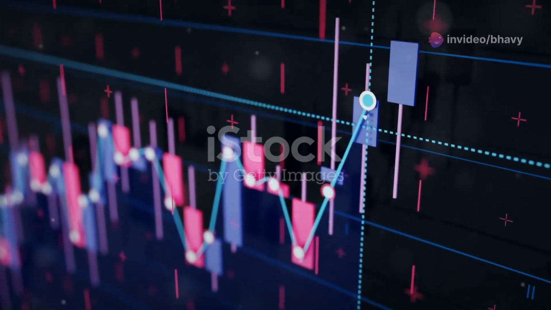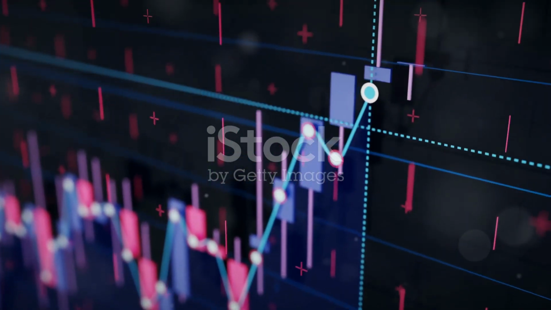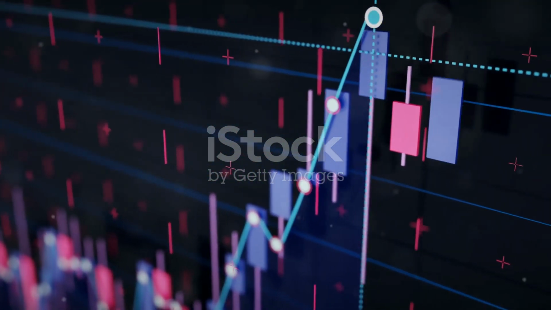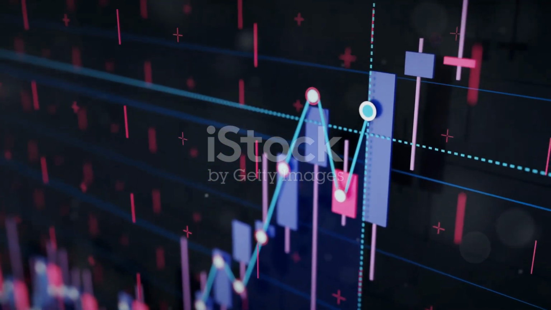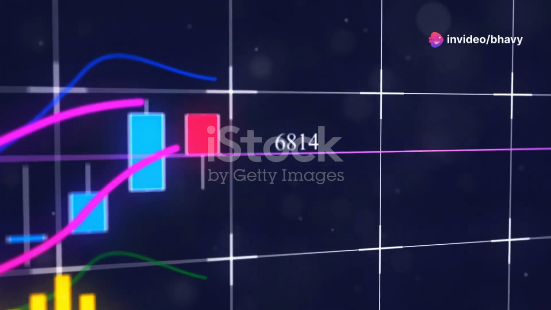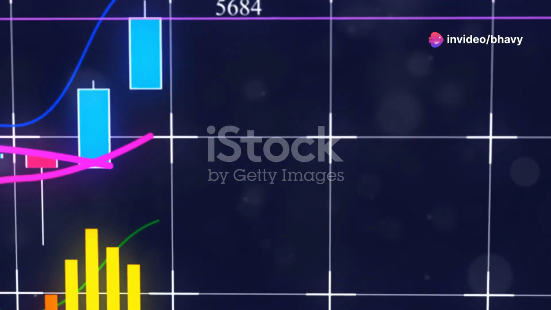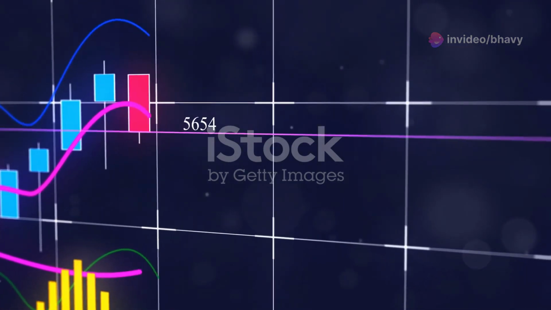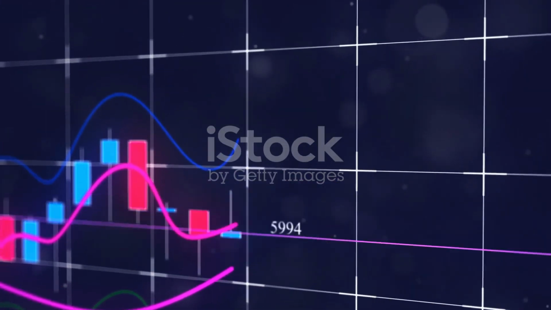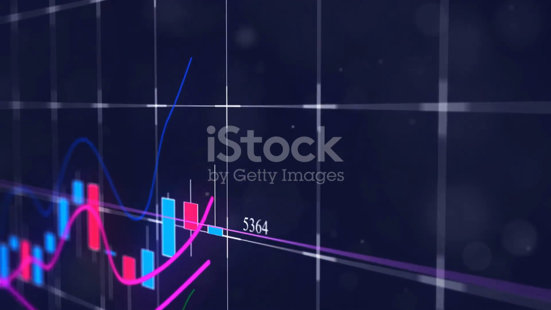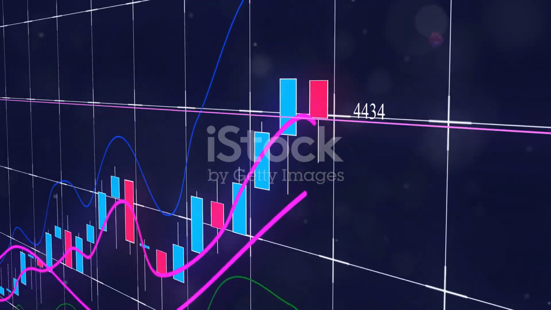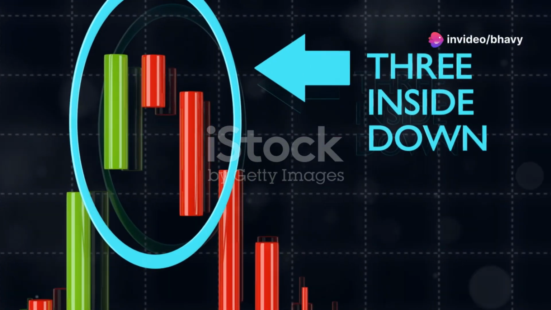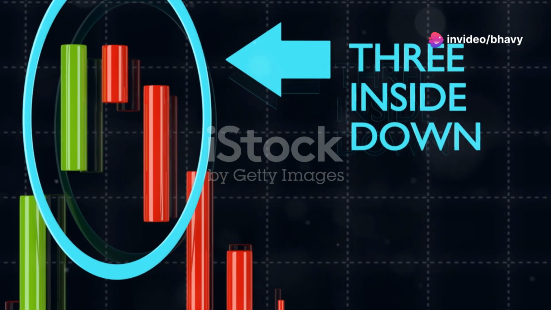Three inside up, three inside down. The three inside up and three inside down patterns are reversal patterns that signal potential trend changes. The three inside up pattern is bullish and consists of a long bearish candlestick followed by a smaller bullish candlestick that is contained within the previous candle's body, and finally a bullish candlestick that breaks above the high of the first candlestick. The three inside down pattern is bearish and follows the opposite sequence.